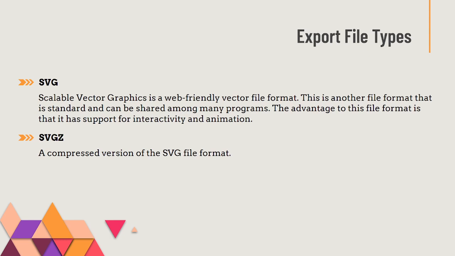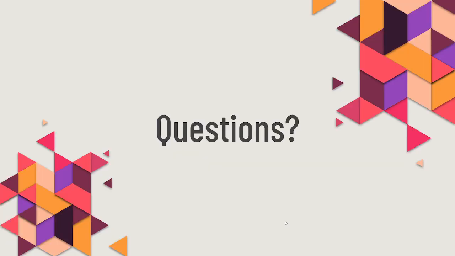An SVGZ allows you to compress your SVG file. So depending on which one you get, if you get an SVG, you know it's a normal one, and if you get an SVGZ, you know it's a compressed SVG file format. Basically, these allow you to share vector file formats with interactivity and animation. They're also web friendly. So if you put them on a website, the website is going to load quickly. It's not going to have a lot of problems loading that image and causing the website to lag or not load well on a mobile phone. And the SVGZ just allows you to compress it in case it's too big.